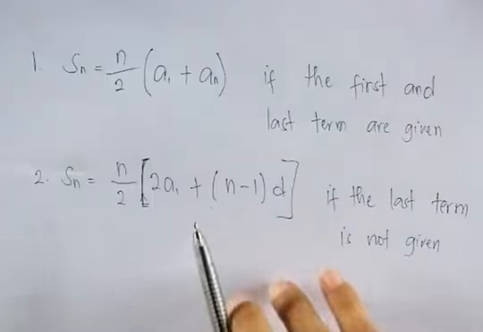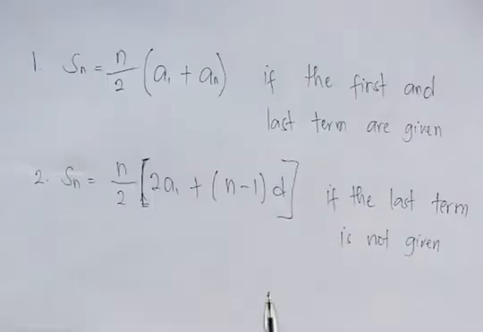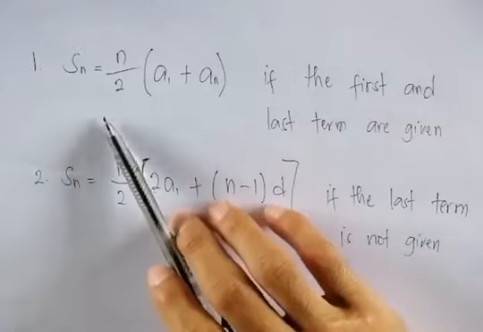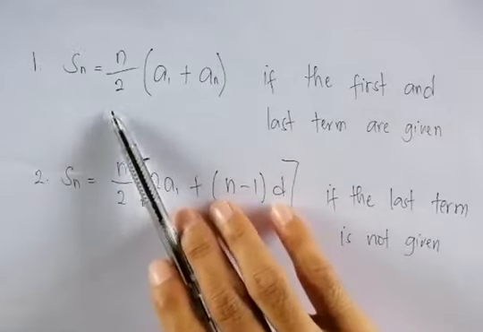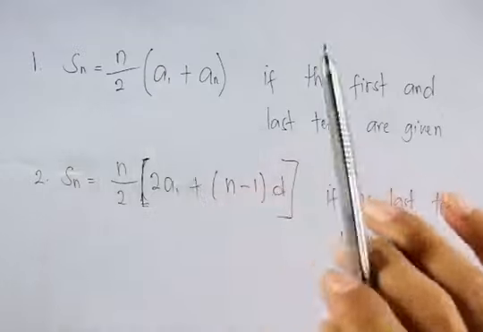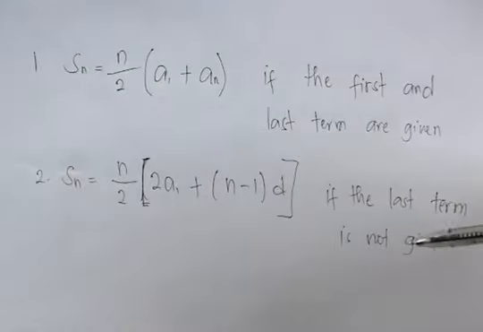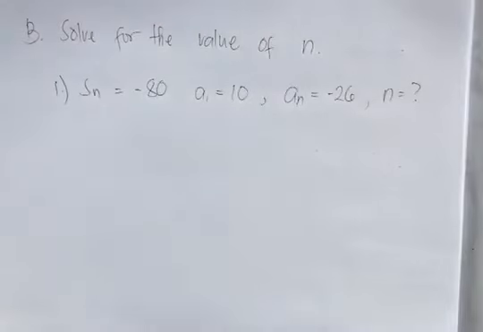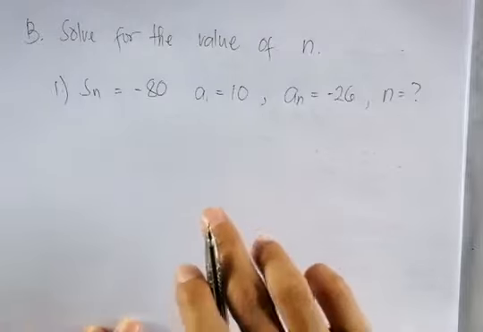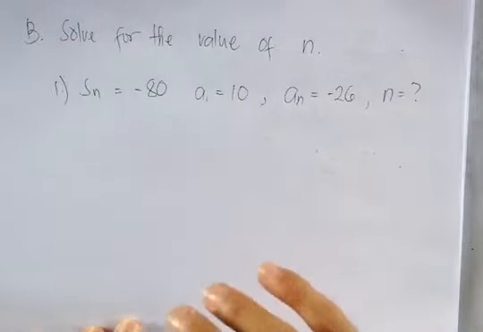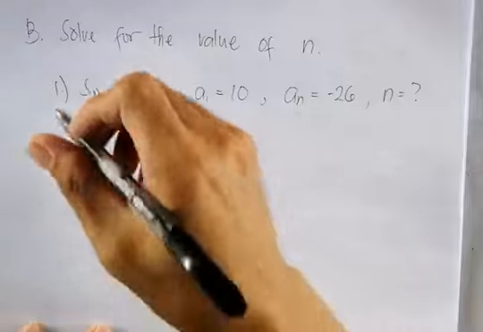If the first and last term are given, then we can use formula number 1. And if the last term is not given, we can use formula number 2. For problem number 1, the first and last term are given, so you can use formula number 1.